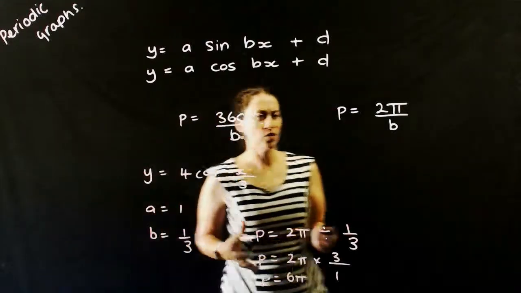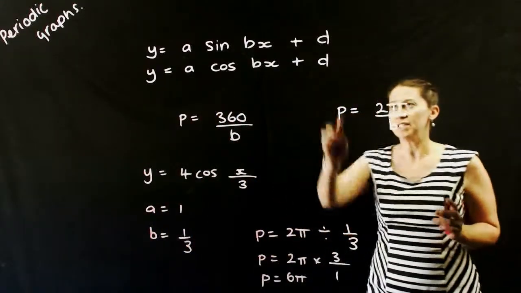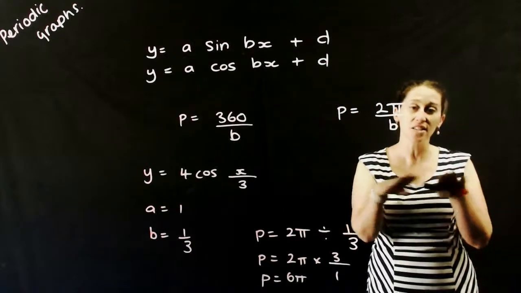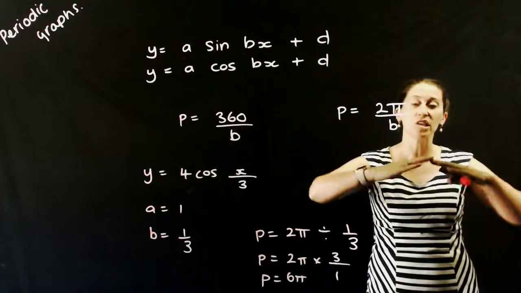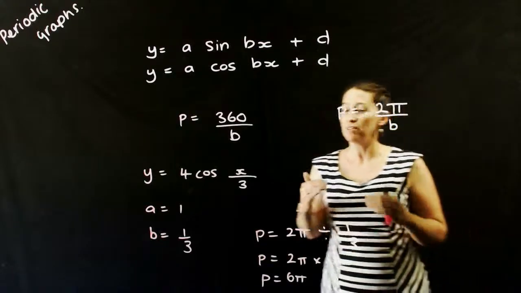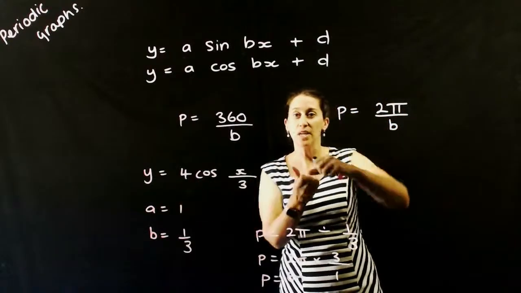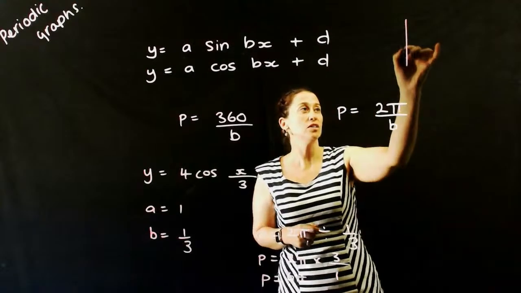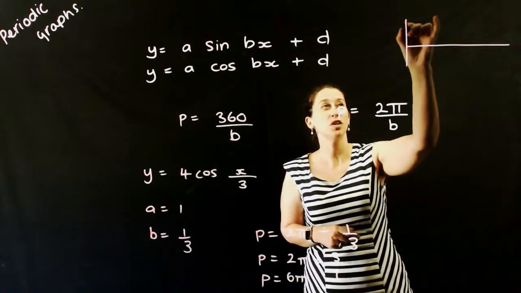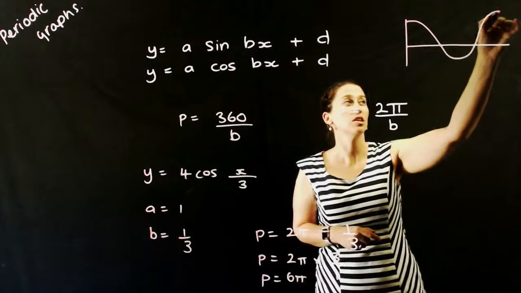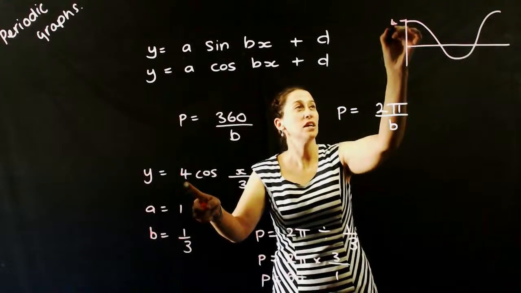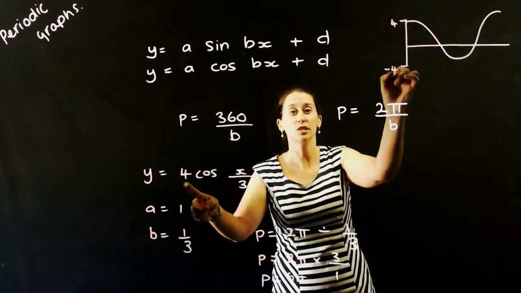So if we're going to sketch that, we have a look to see if there's a value of D. There is no value of D, so our equilibrium position still stays at 0, which is along the x-axis. We haven't moved up. We know that there's been an amplitude change of 4. So we look at the graph of cosine. I'm going to draw a very small sketch. We know that the graph of cosine during one period looks like that. However, what's occurred here is the amplitude is now 4, so it goes from 4 to -4.